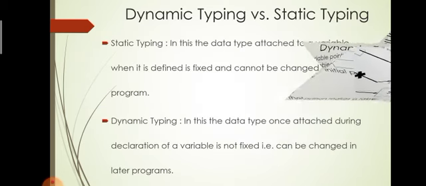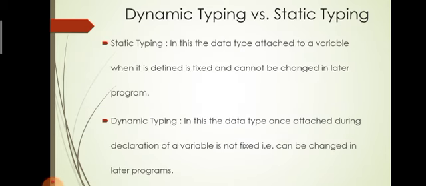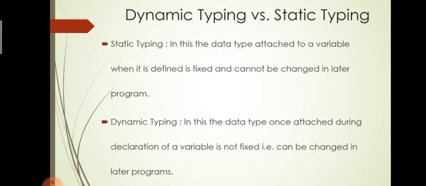Okay, coming to the next, dynamic typing versus static typing. Static typing is where the data type attached to a variable when it is defined is fixed and cannot be changed later in the program. So while working with static typing, if x equal to 10 is defined in the first part, and you are trying to define x equal to a string in another part of the same program, then it does not support that. Whereas in dynamic typing we can do the same thing.